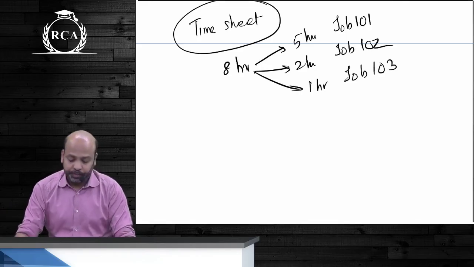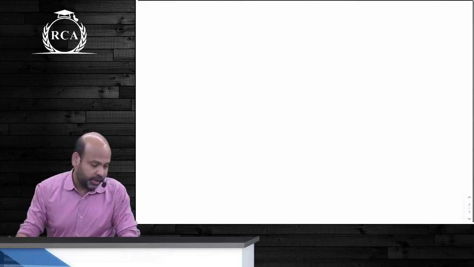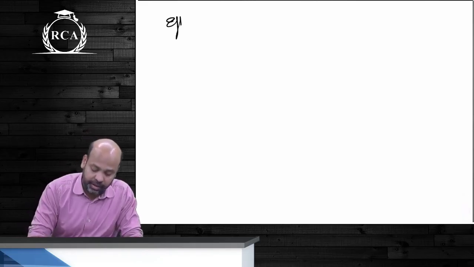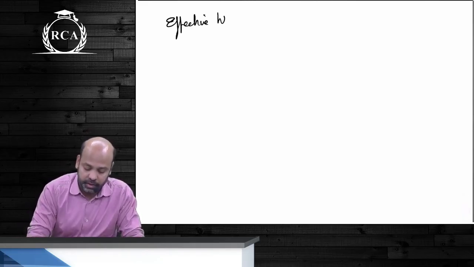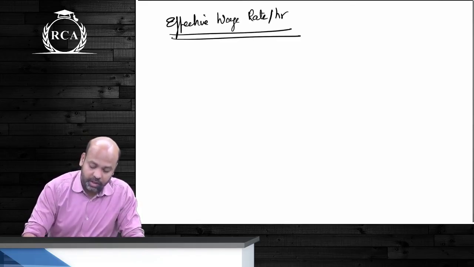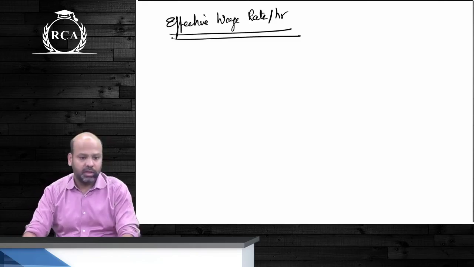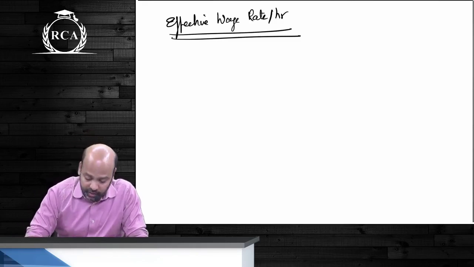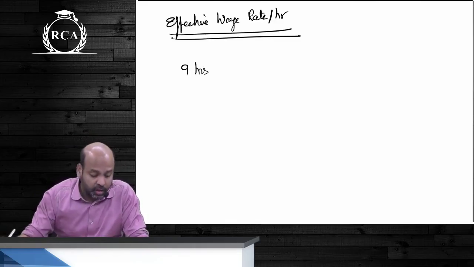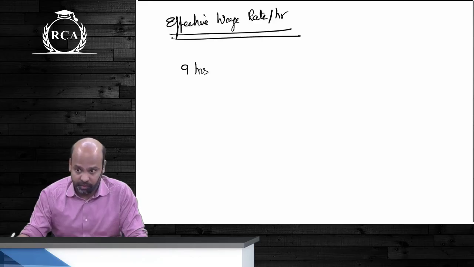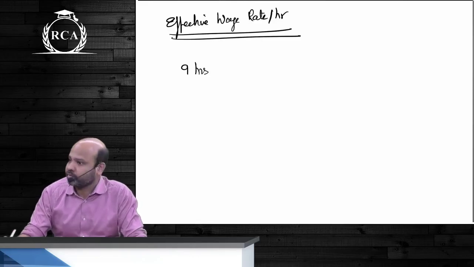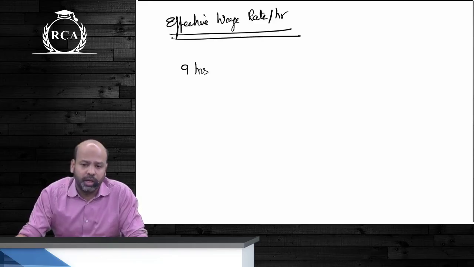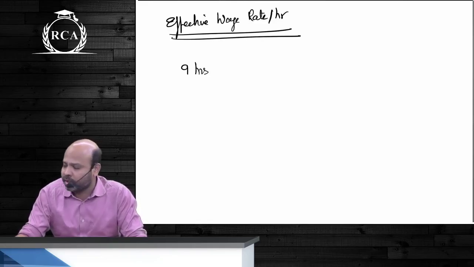Yes or no, guys? The first part is computation of something called the effective wage rate per hour. This effective wage rate per hour, guys, is very simple. If an employee is in the organization for 9 hours in a day, not necessary that the employee will be working for 9 hours. There can be a certain amount of normal idle time, there can be a certain amount of abnormal idle time. Abnormal idle time क्या है बेटा?